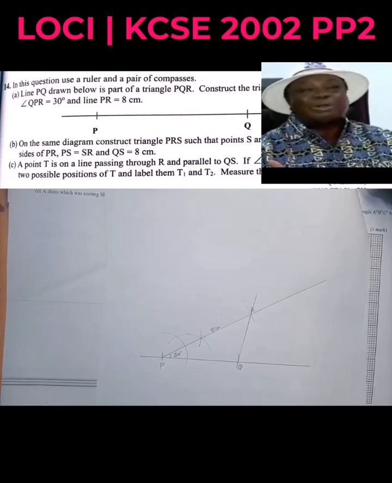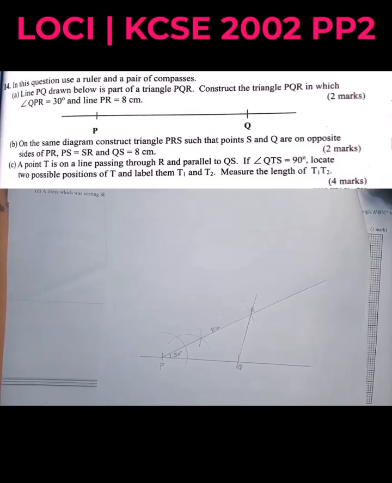Part B, on the same diagram, construct triangle PRS, such that point S and Q are on opposite sides of PR, and given that PS is equal to SR and QS is equal to 8 centimeters. Now you have to construct another triangle PRS, and points S and Q should be on opposite sides of PR. You can see where PR is. So those points should be on the opposite side.